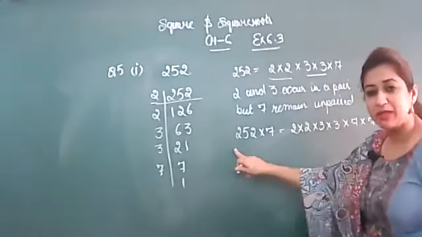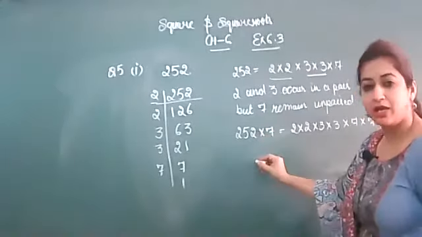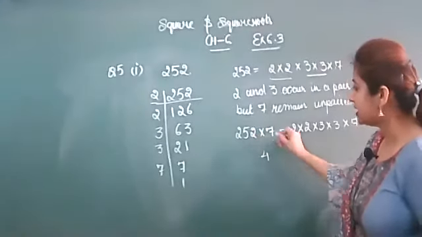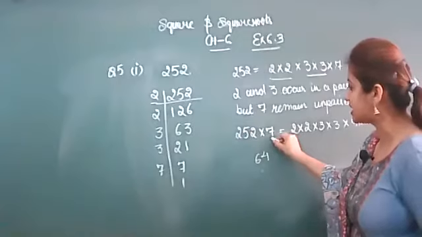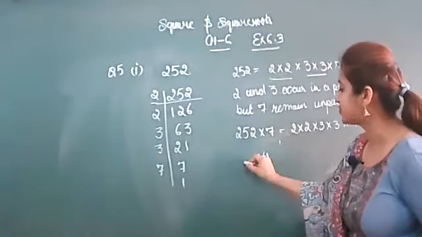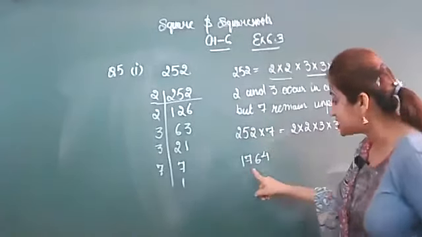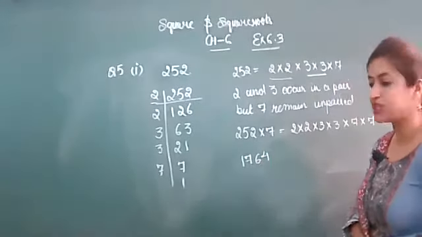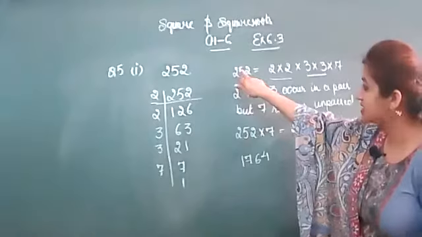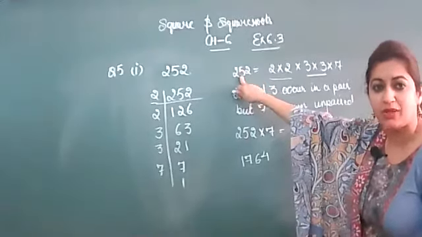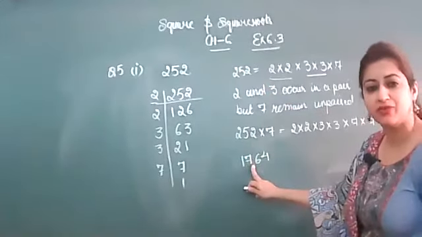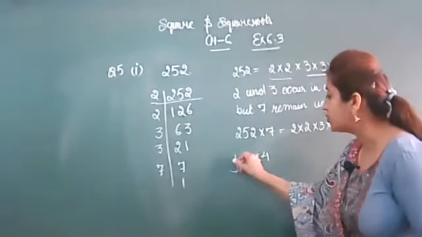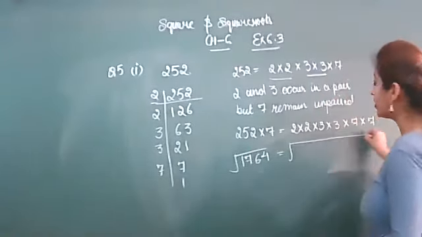Now after multiplication, what will be the number? 2 4s are 8, 7 2s are 14, 35 plus 1 is 36, 14 plus 3 is 17. So this is your perfect square number. Before multiplication, this number was not a perfect square number. So when you multiply it with 7, this number is a perfect square number. And now what is the next step?